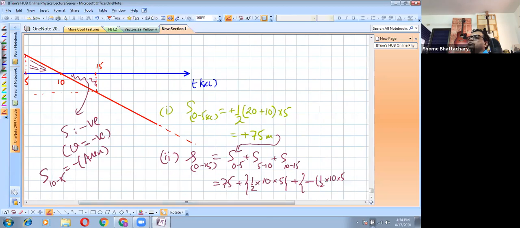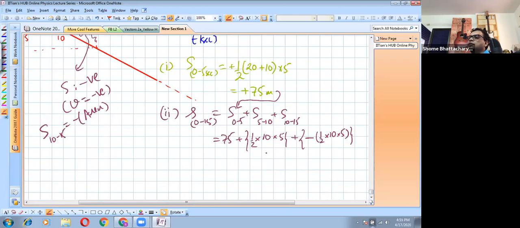into 10 into 5. So with just a symmetry understanding, I could have seen that I don't even need the values here. I can see that this one and this one will cancel each other, and ultimately you will get it as plus 75 meters. So this is as far as the displacement is concerned from 0 to 15.